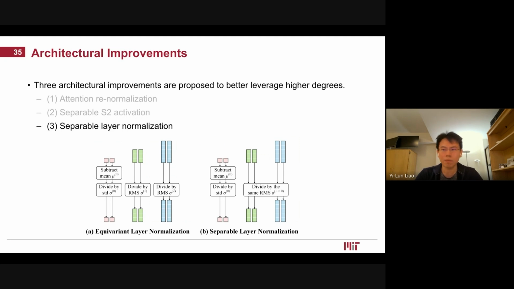Third, following the same design of separable S2 activation, we also have 2 separate paths for scalar feature and equivariant feature consisting of vectors of non-zero degrees. We find that normalizing over all the non-zero degrees together is better than normalizing each degree independently.